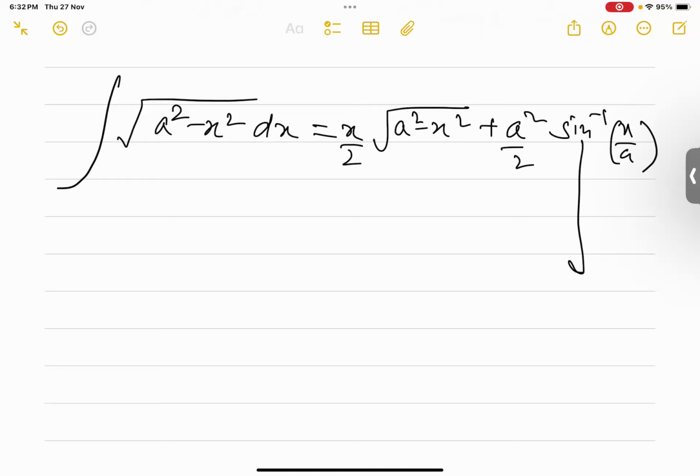This is called sine inverse. It is not sine raised to minus 1. It is called sine inverse. Copy this formula and write it 5 times. Come on. Learn it by heart.